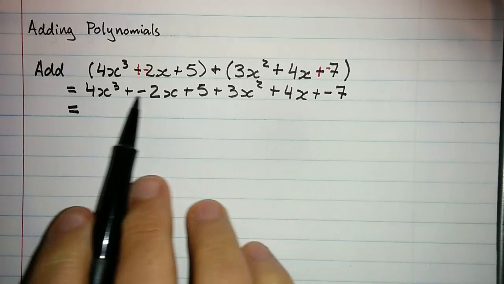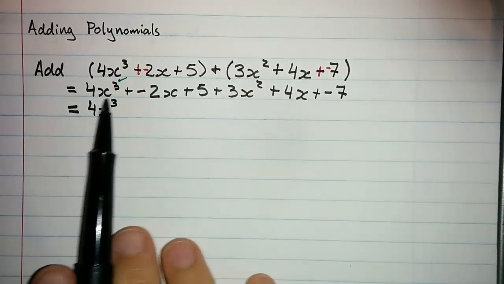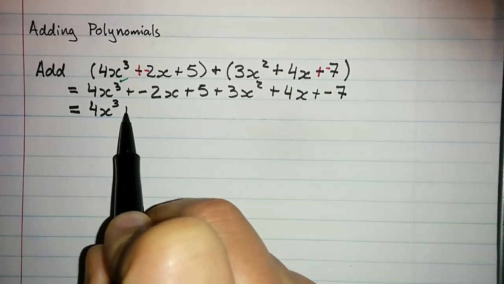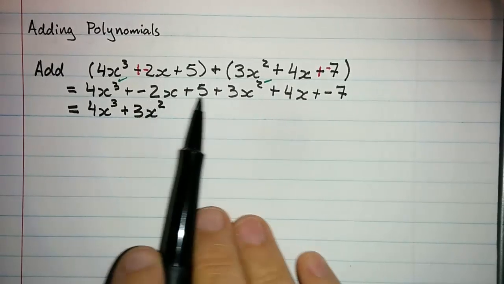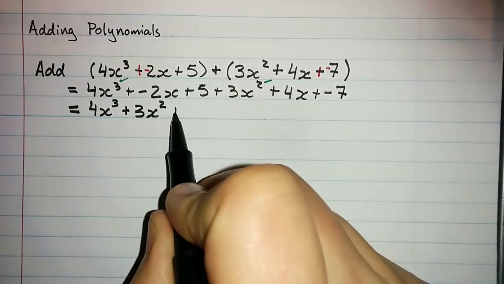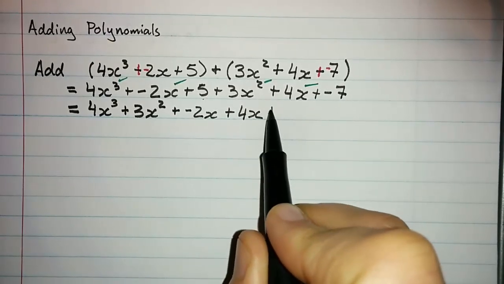I only see one term where the variable part is x to the third. I'm going to make a little mark so I know that I used that term. I only see one term where the variable part is x squared. I see two terms where the variable part is just x. And I see two terms that are constant.